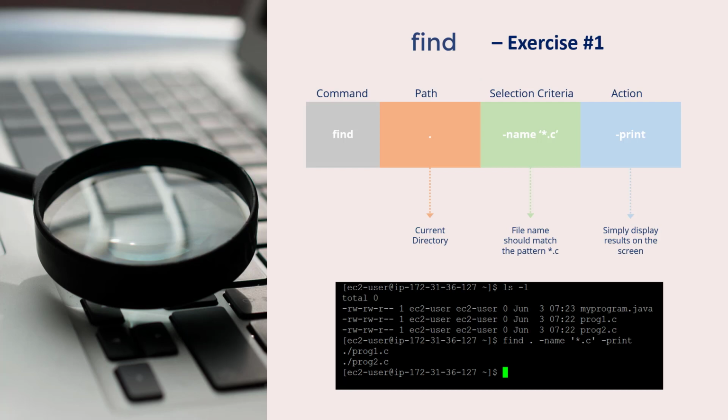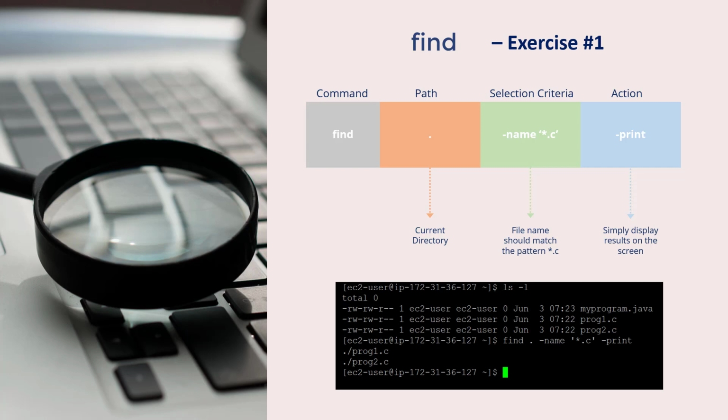I have broken down the find command into 4 colored boxes. The first one, of course, is the command itself in the gray box. Next, in the orange box, we have the path. This is the directory path where this find command should look for files.